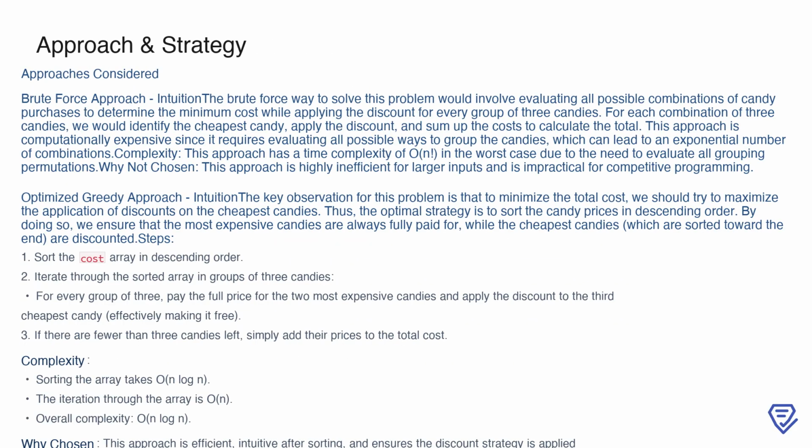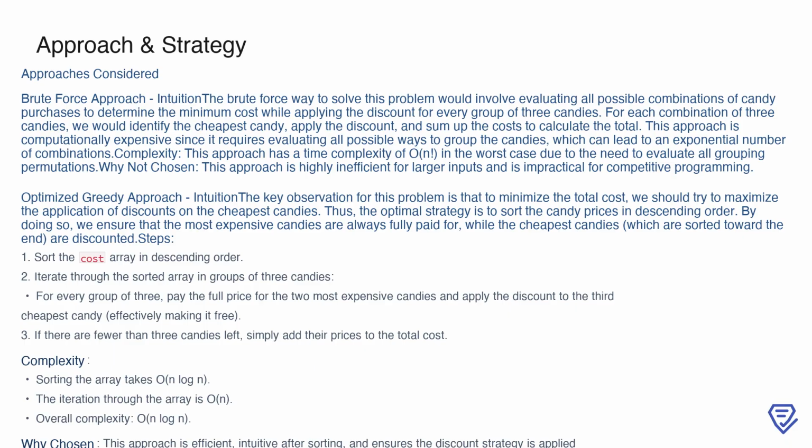To approach this problem, we considered multiple strategies, starting with the brute force method. The intuition here is to evaluate all possible combinations of candy purchases, applying the discount to each group of 3 candies, and calculating the total cost for every permutation. For every group, we would identify the cheapest candy to receive the discount while summing up the other costs. However, this approach quickly becomes computationally expensive, as the number of combinations grows exponentially with the number of candies. Specifically, the time complexity is O(n!), which means it's impractical for larger inputs and unsuitable for competitive programming.